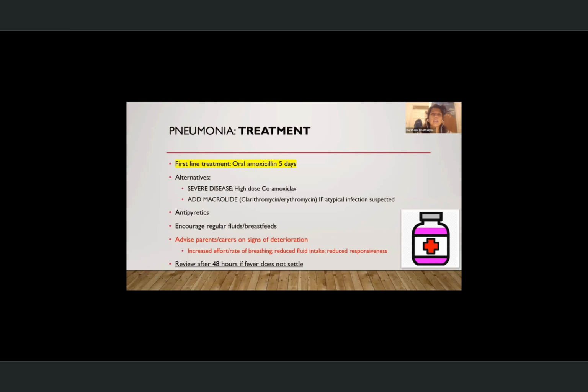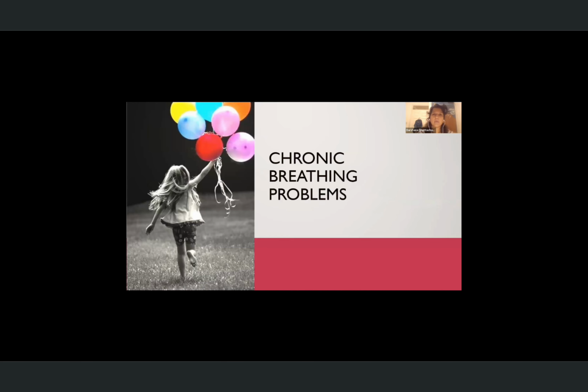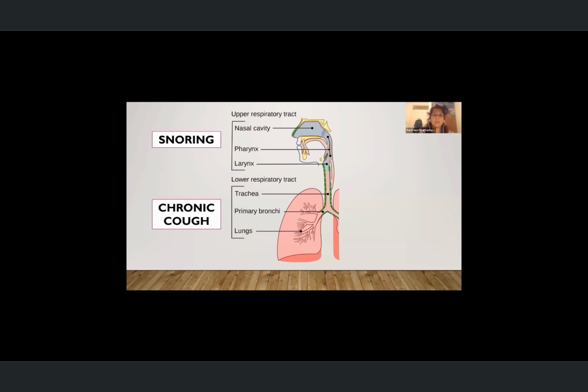All right, so the second part of this talk is about chronic breathing problems, of which I have one. I've got a little cough myself, so excuse me. So again, a quick recap. There's a lot of reasons behind chronic breathing problems, but I'm going to keep it as simple as I can today. So again, I've divided it up into upper and lower respiratory tract problems.